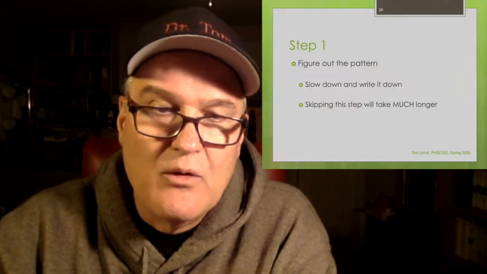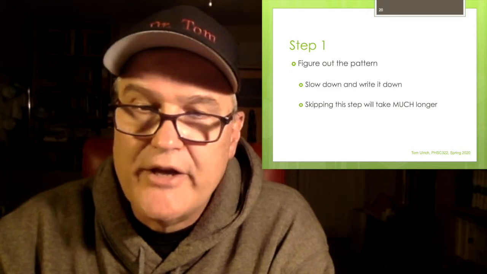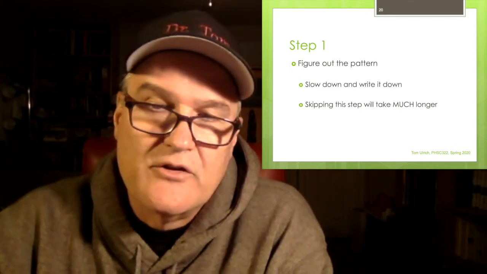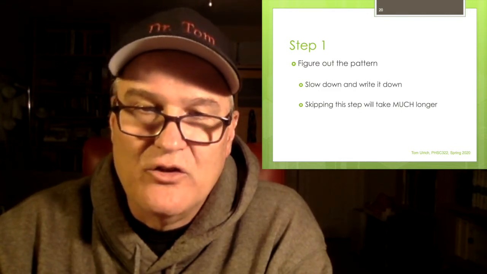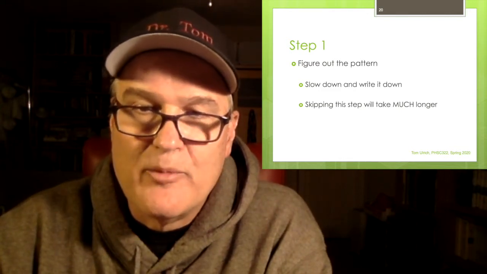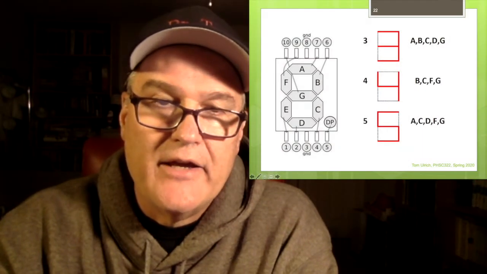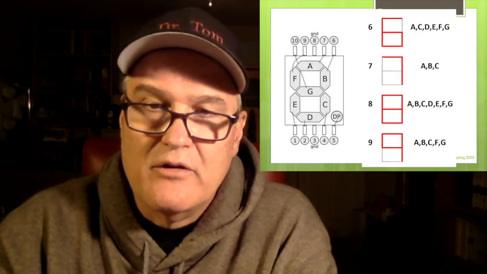What you have to do is really slow down. When I did this, I slowed down and did it in Excel. I'm just using the cell shading to do the red there. I looked at the pattern and said, okay, if I want to make a 0, I have to light up the A, the B, the C, the D, the E, and the F, but I don't light up the G, otherwise it'd be an 8. And then I did that for 1, 2, and 3, then for 3, 4, and 5, and then for 6, 7, 8, 9.